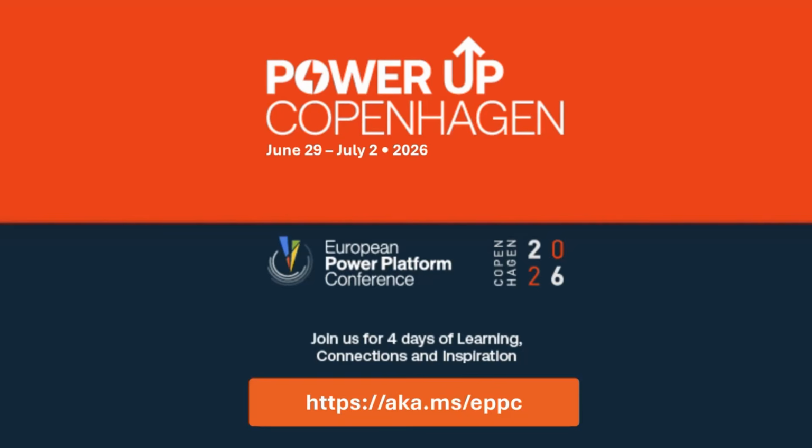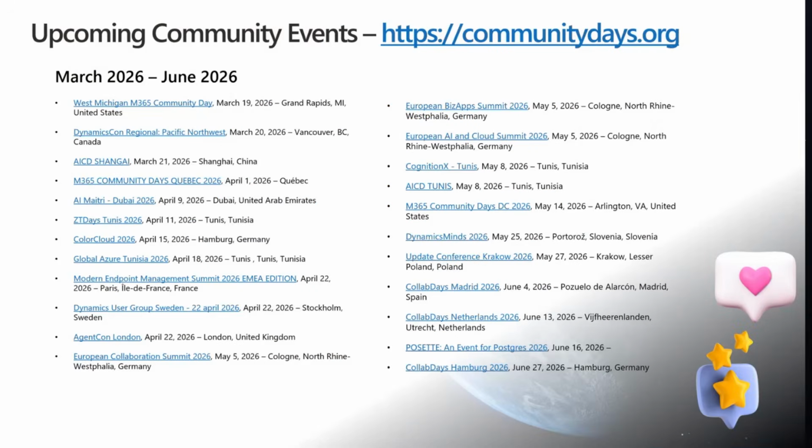And of course, there are a lot of other events happening all around the world. So you want to go to communitydays.org and check out if there's an event right next to you. Maybe in your closest city or village or wherever you are, you'll find an in-person meetup, and you can meet other people in the community. Again, communitydays.org is the right location for those.